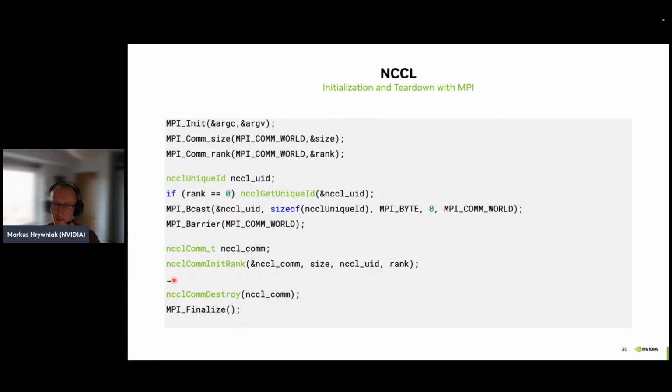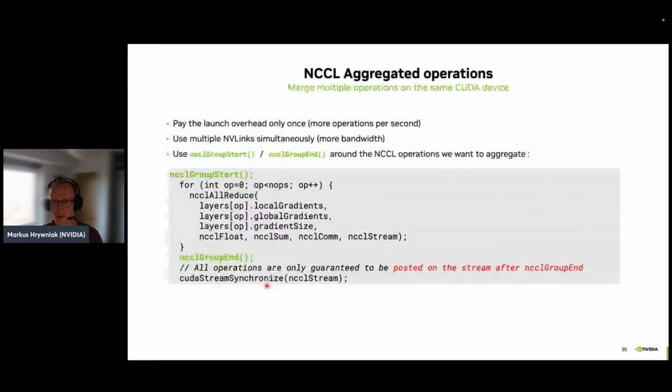We can then do NCCL communication operations and finally destroy the NCCL communicator and finalize MPI. And that's all you need to also add NCCL, because you can use both NCCL and MPI in the same program if you want to. So that is how to get it set up.